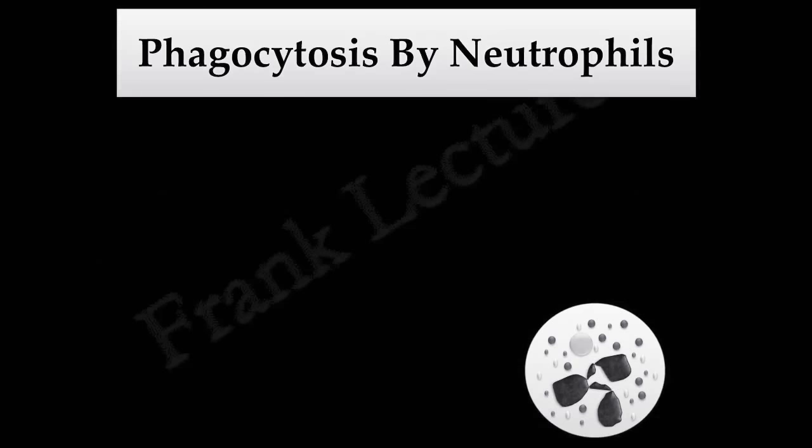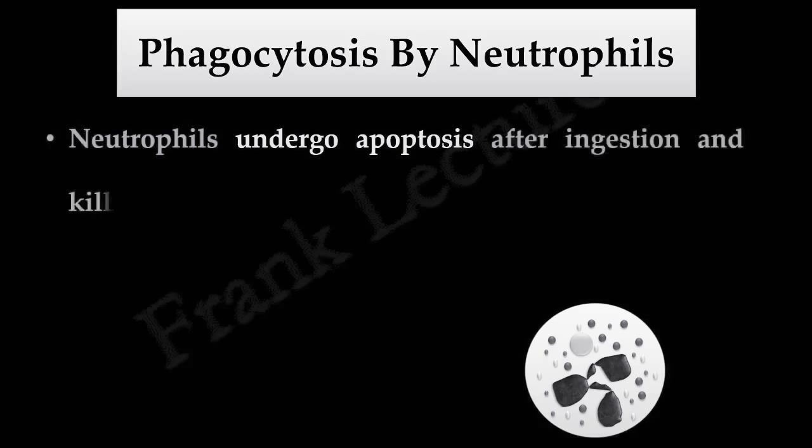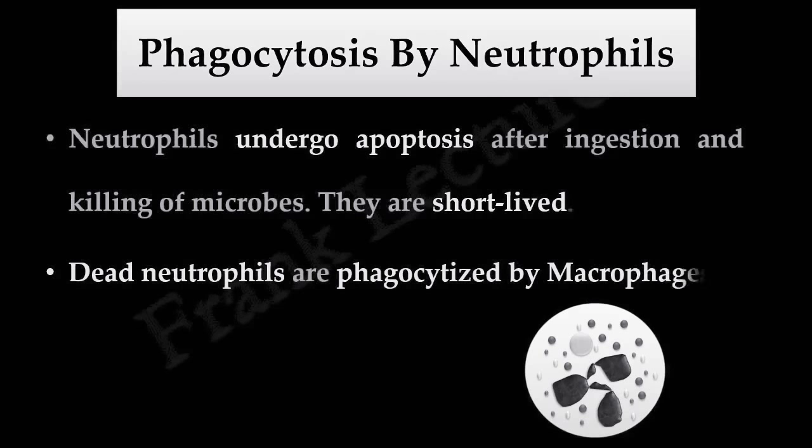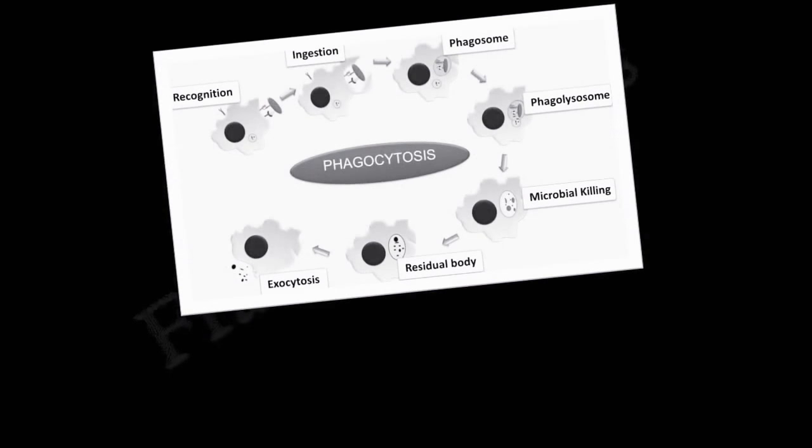One important feature of neutrophils is that once microbial killing is complete, they undergo apoptosis. So they are short-lived, and these dead neutrophils are phagocytized by the macrophages. So we have come to the end of this video lecture, and I hope phagocytosis is clear to you.